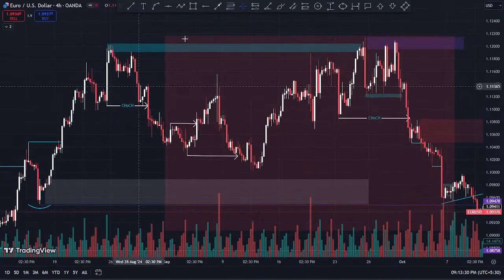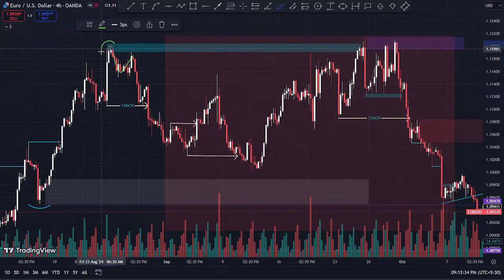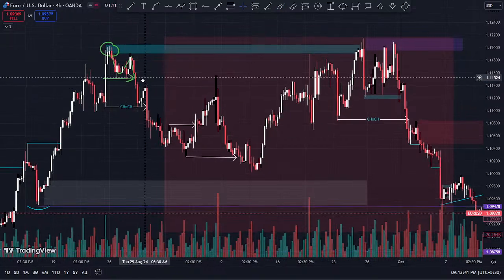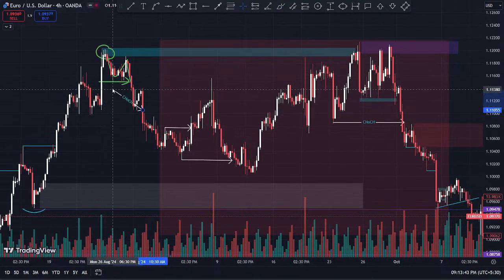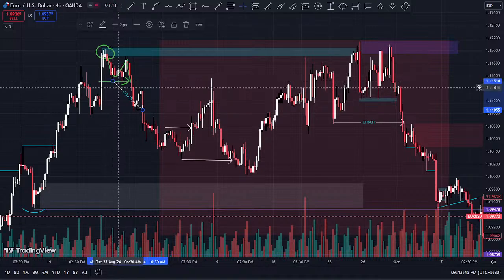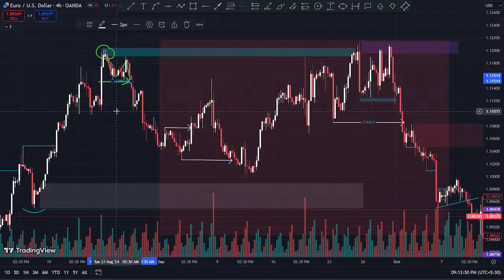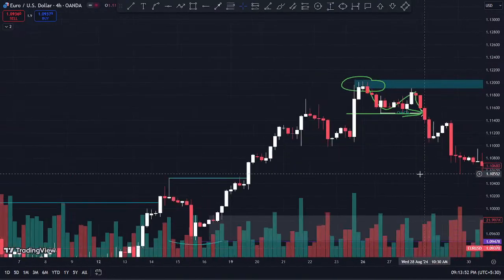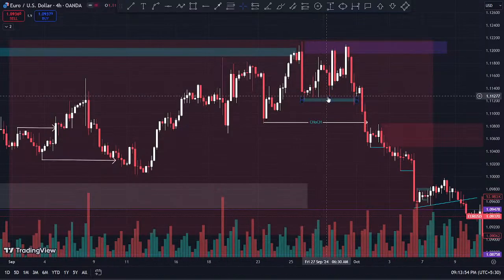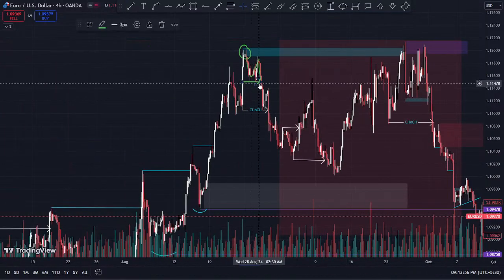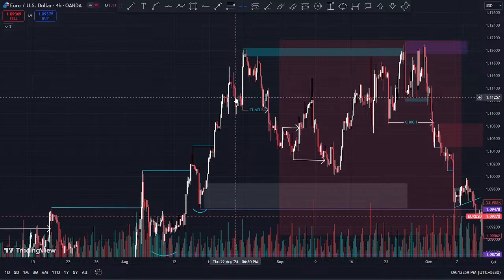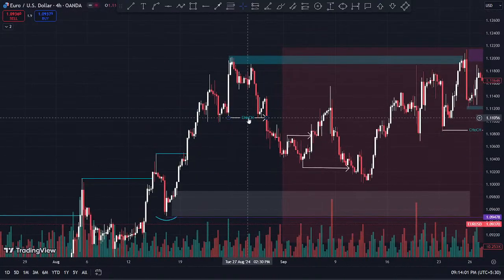Okay, so what happened? It failed to break the high, making it a resistance, a supply zone, and it changed the character over here. Okay, so actually this isn't a change of character. This is a change of character. Okay, so that's a chalk. Let's forget this thing. Okay, let us consider this as a chalk.